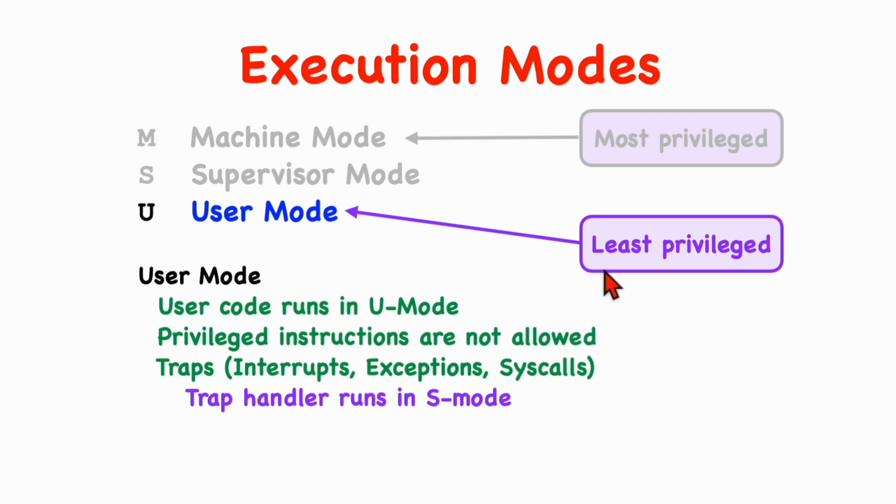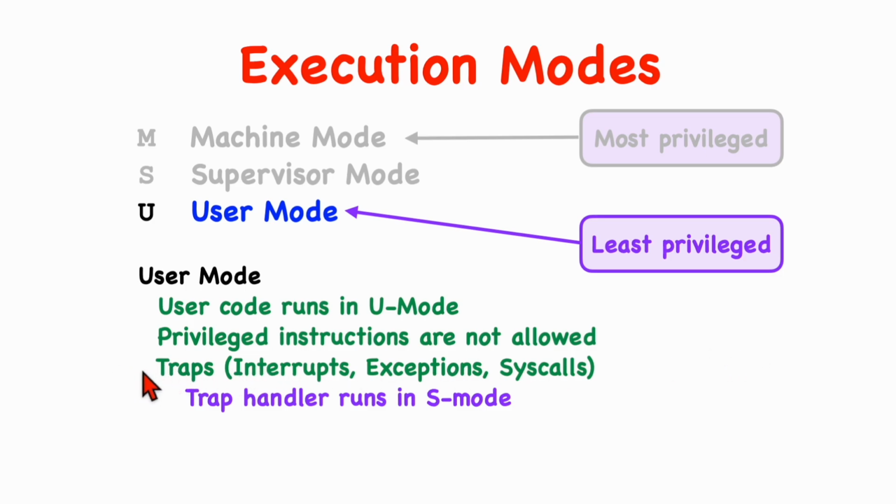Finally, we have the lowest privilege level, which is user mode. For systems with an operating system, all application and user level code would run in user mode. When running in user mode, certain operations are not allowed. Any attempt to execute a privileged instruction would cause an illegal instruction exception.